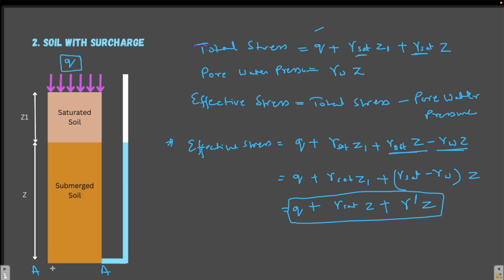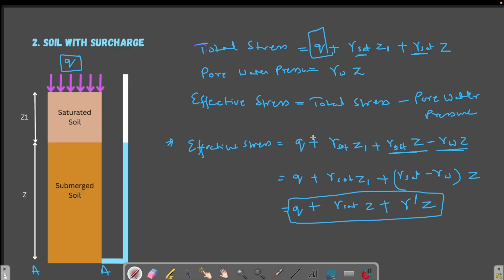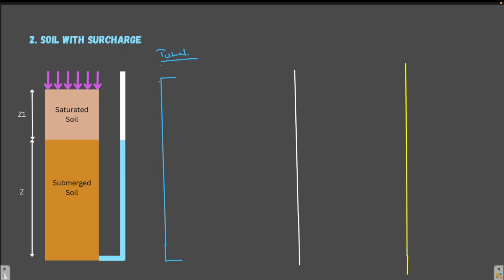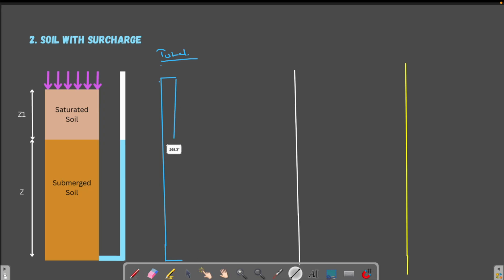You see there is no term of height, Z or Z1, in this term. So this means Q is independent of the height and it remains constant. So we have to draw a constant line for that. So let's do that. This is the surcharge Q and it remains constant.